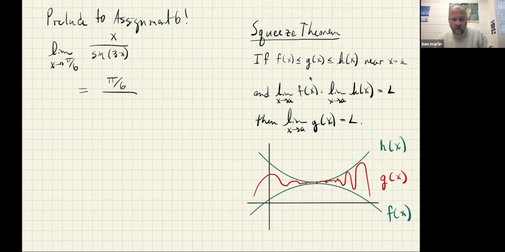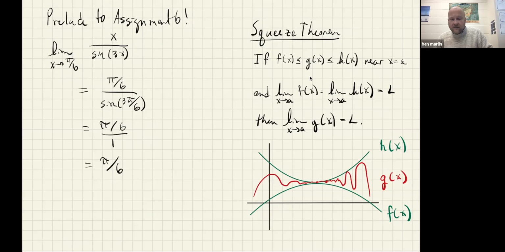And of course, on top, you get just pi over 6. On the bottom, we worry a little bit more because we might be getting a 0 on the bottom, right? If you get a 0 on the bottom but not on the top, then you need to look at a graph to see what other things might be going on. But in this case, we've got pi over 6 divided by 1, because 3 pi over 6 is pi over 2, and the sine of pi over 2 is just 1. So that means this limit here is just pi over 6.